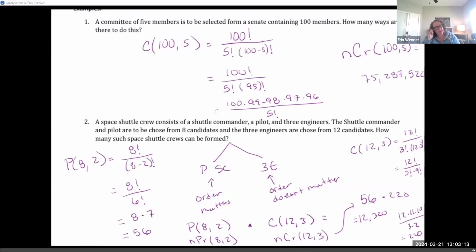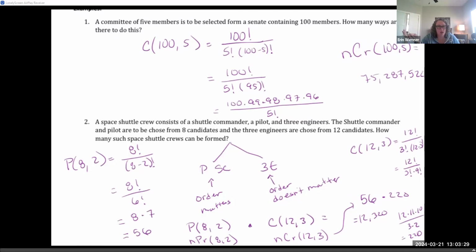So questions about that piece? When we take quizzes, do you want us to write out the handwritten part of this or just show a link to our Desmos work? You can show a link to your Desmos work.